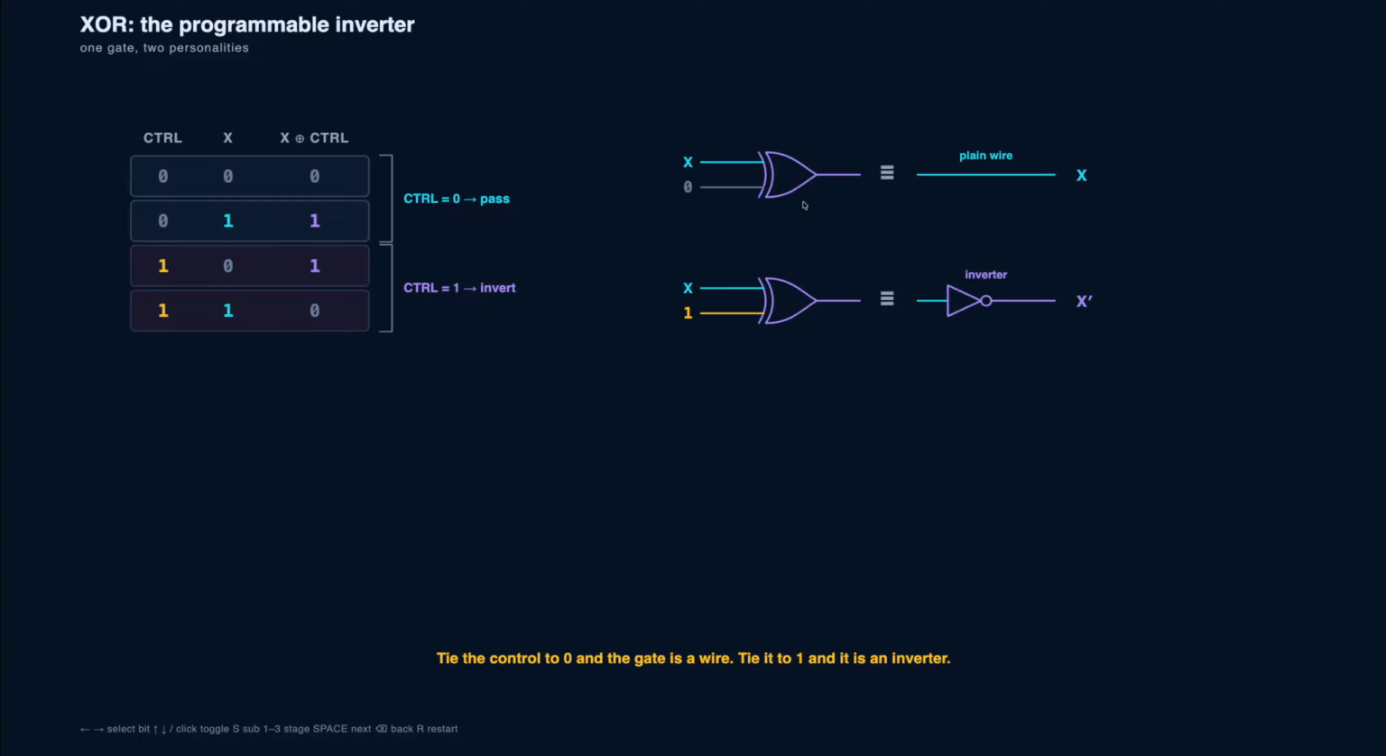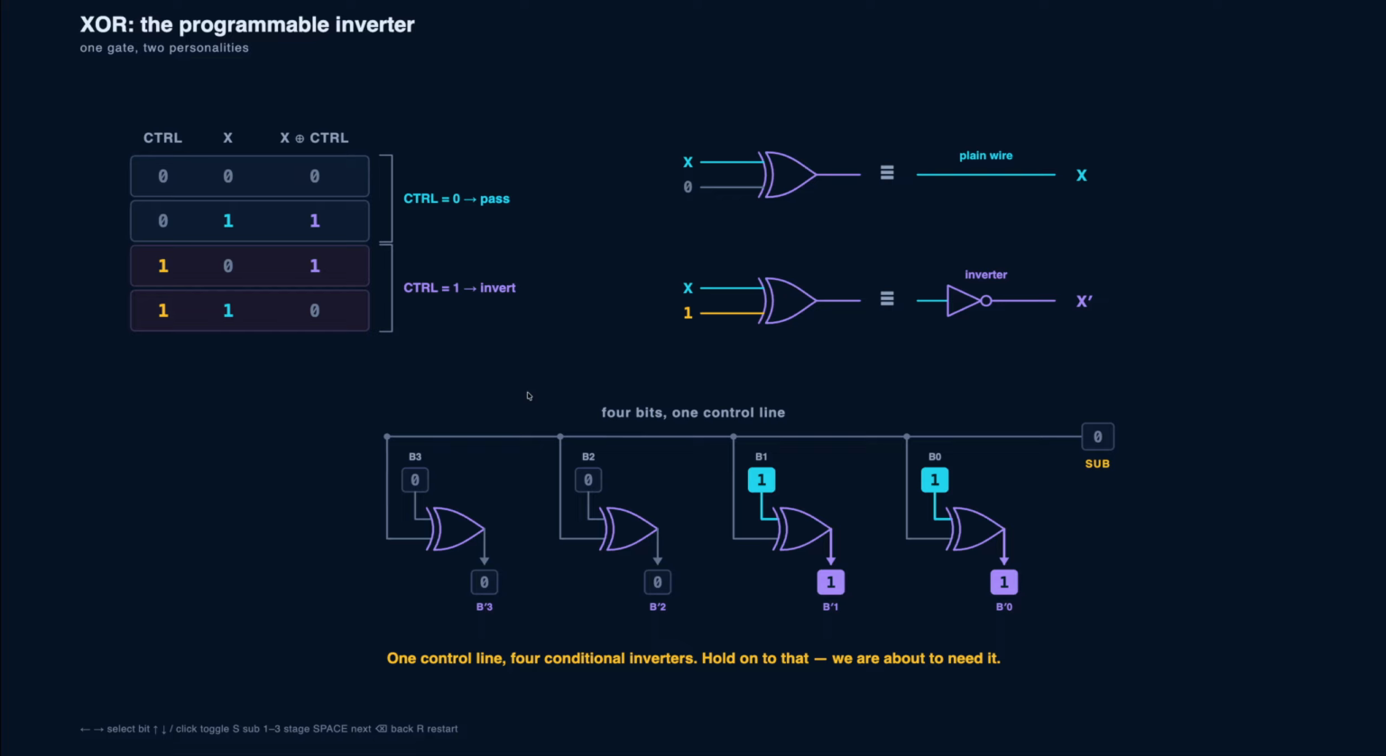We're going to use this exclusive OR to make a programmable inverter. When the control input is a 0, you can think of it as a plain wire, whereas if it's a 1, it's doing an inversion. It's taking x and forming x bar. Here's how this is relevant. We are now going to control the vector b with a sub line. This is a signal that tells us when we're going to be doing subtraction.